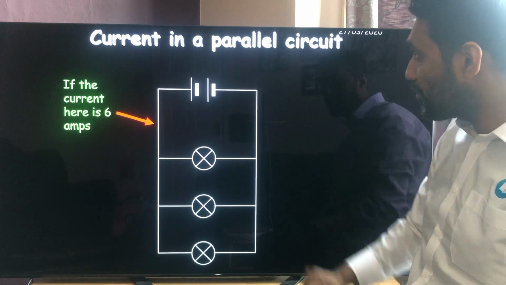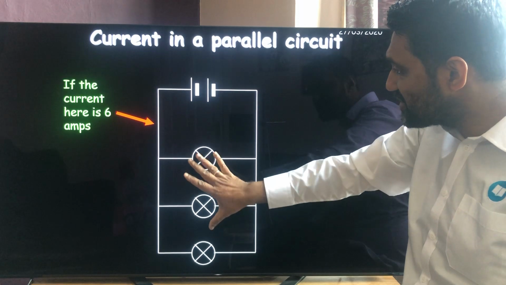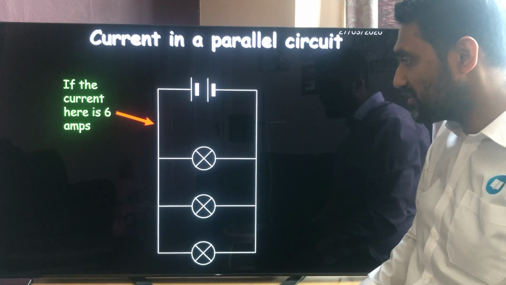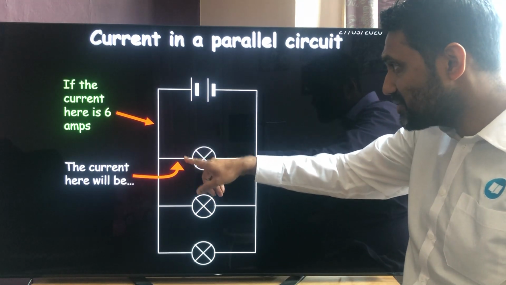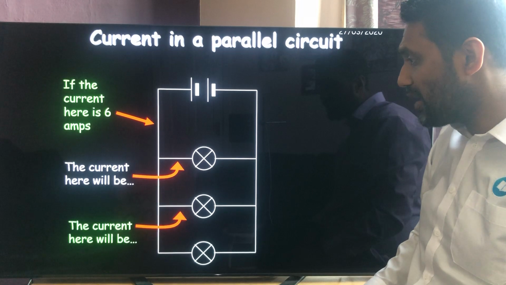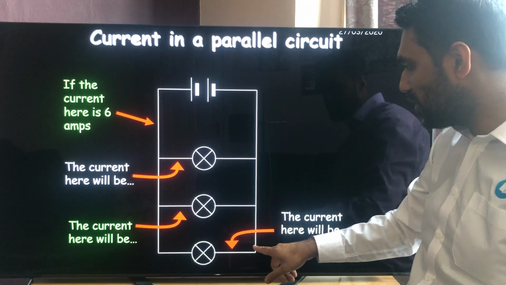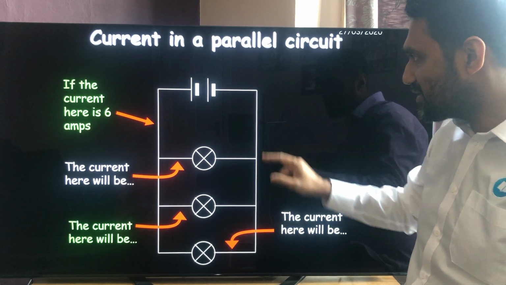Whereas if I've got 3 branches, so if I've got 6 amps here, what would happen if these have the same resistance, because the bulbs are exactly the same? If I've got 6, then I should get 2 going through that one, 2 going through that one, and 2 going through that one. Eventually they should join back up together again. I should get 4 there, I should get 6 there.